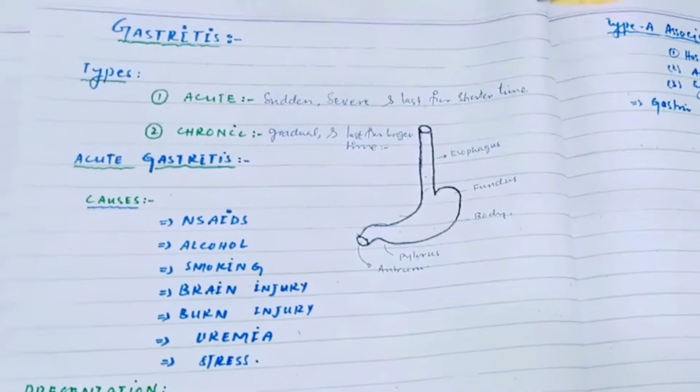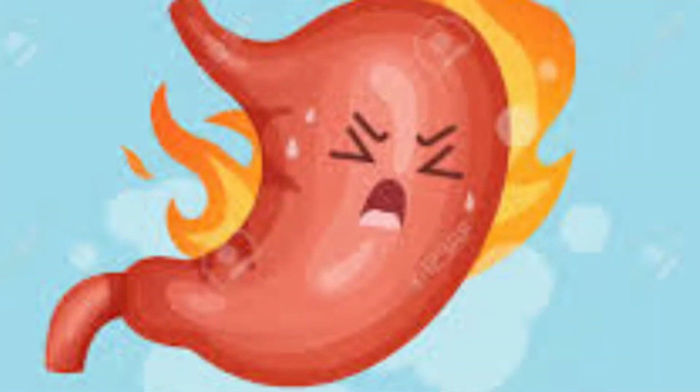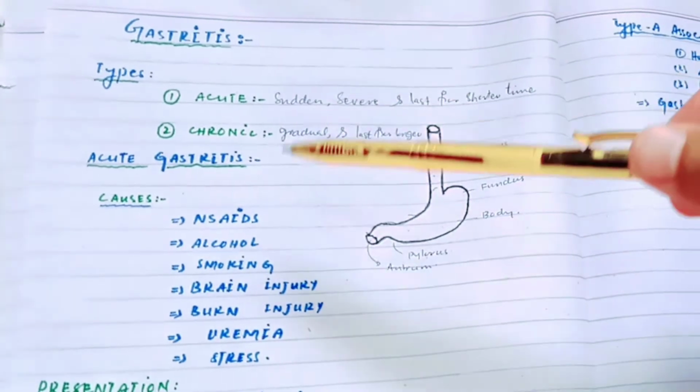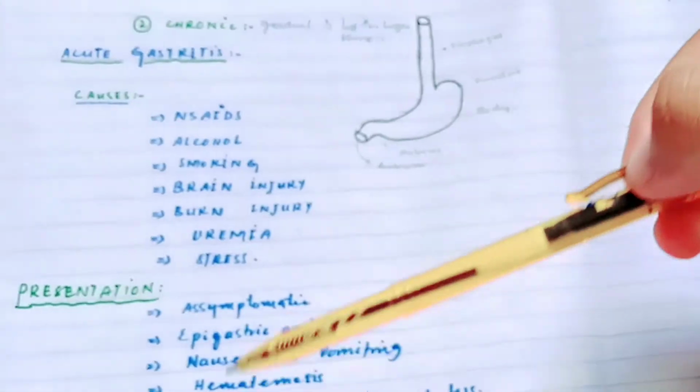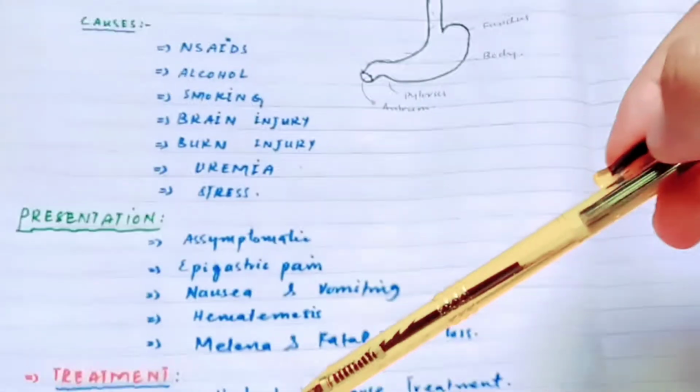Today I'm going to talk about a very important topic which is called gastritis. In this video I will discuss the types of gastritis, acute gastritis, its causes, presentation, treatment, and chronic gastritis and types of chronic gastritis.